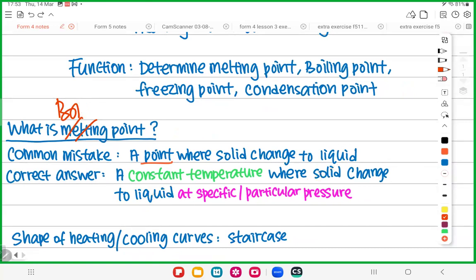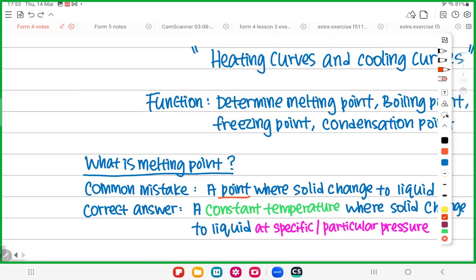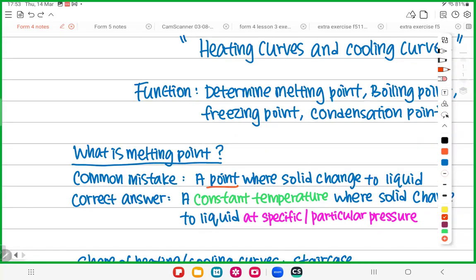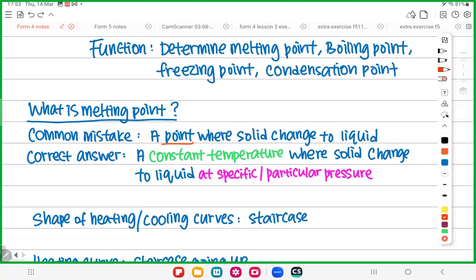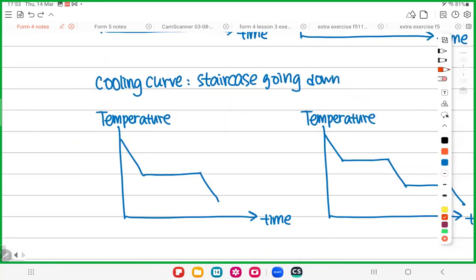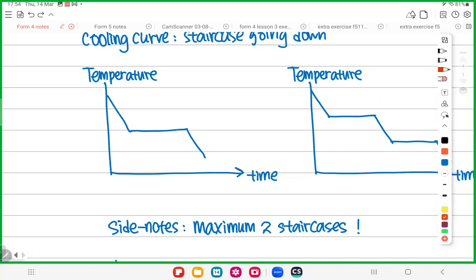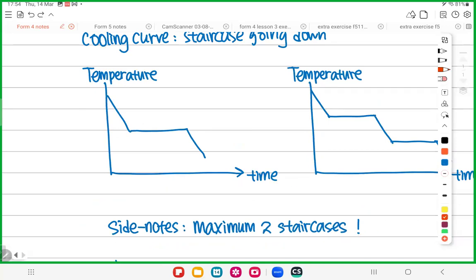Okay. So now we already know why we need to learn heating curve and cooling curve to find melting point, boiling point, freezing point, and condensation point. So how the shape of heating curve and cooling curve looks alike? Staircase. Staircase going up, heating curve. Staircase going down, cooling curve. Yeah, that's it. Okay, now you can only have maximum 2 staircases. Maximum only 2 staircases out there.